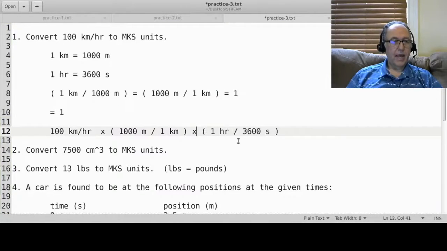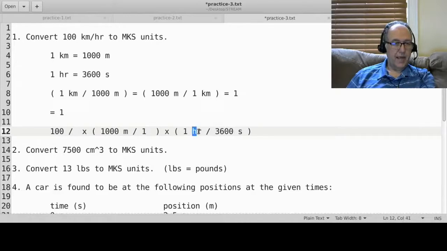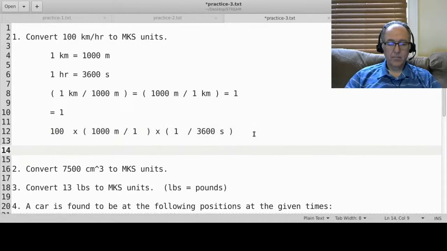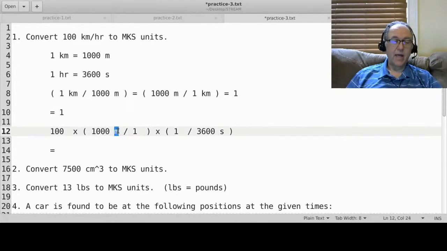Okay, and if I multiply this out now, what will happen is the kilometers here, I'll actually remove them. The kilometers here will cancel the kilometers there, and the hours here that's in the denominator will cancel the hours there like that. Okay, and what you're going to get is basically just 100 times 1,000. The meters didn't cancel out, so that survives. Okay, and the seconds didn't cancel out, so that survives.